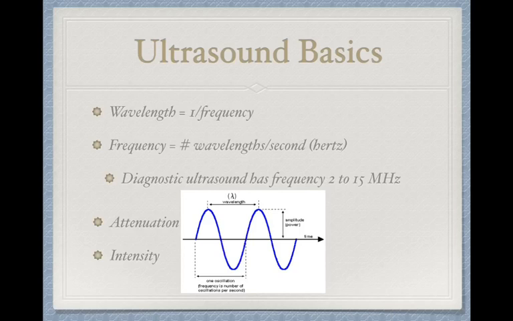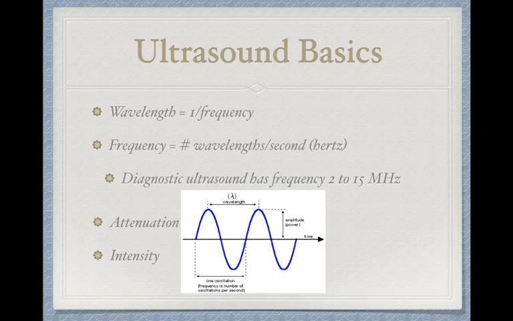So attenuation is, as sound propagates through tissue, there's going to be some loss of energy as it travels through tissue and as it travels back, and that then manifests as the intensity of the sound wave that returns, which is then projected on the ultrasound screen as a varying degree of bright dot.